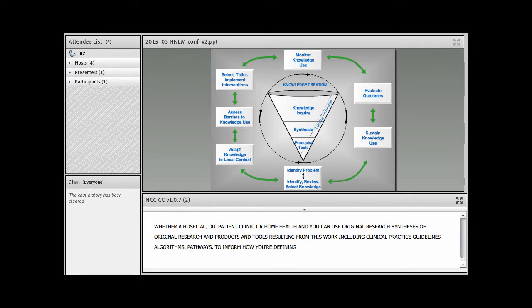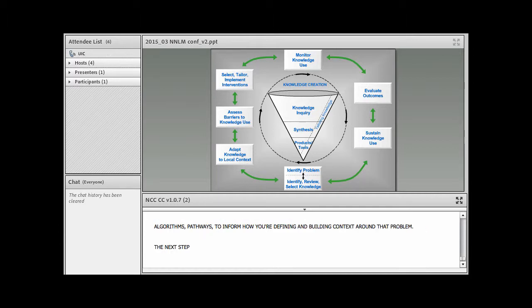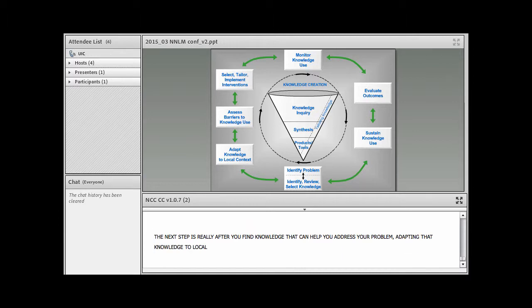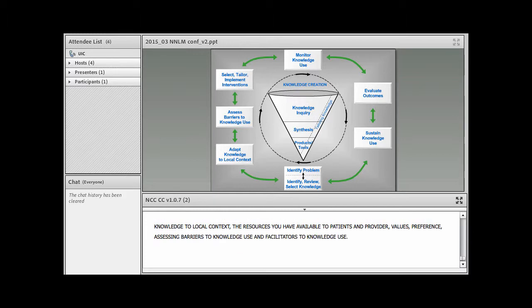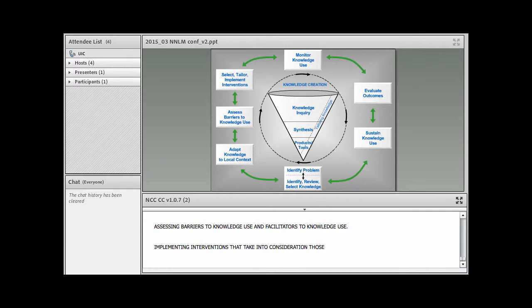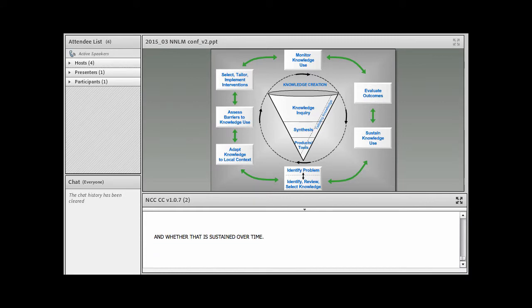And then the next step is really after you find knowledge that can help you address your problem, adapting that knowledge to your local context. So to the resources that you have available, to your patients and providers' values and preferences. Assessing barriers to knowledge use and facilitators to knowledge use, and then implementing interventions that take into consideration those barriers and facilitators. And then once your intervention's implemented, monitor how the knowledge is used and how outcomes change and whether that use is sustained over time. And this inverted pyramid or this funnel can inform each of these steps. So it's an example of using evidence and evidence products to inform different stages of the knowledge to action cycle.